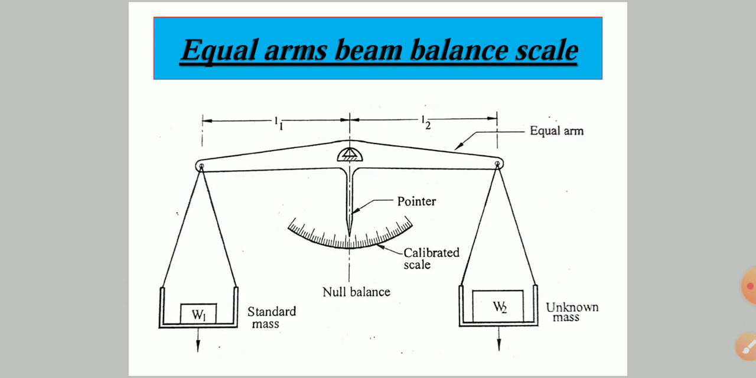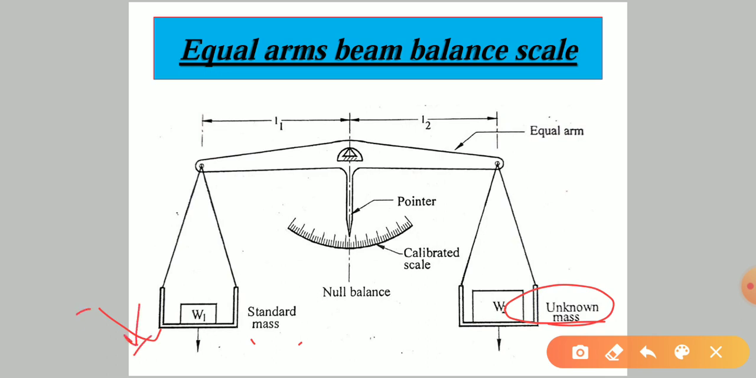In today's lecture, we will first discuss scales and balances, in which the first is the equal arm beam scale. As you can see in the figure, the equal arm beam balance scale operates on the principle of moment comparison. The moment produced by the unknown mass or force is compared with the moment produced by the standard mass, or by the gravitational force due to standard mass.